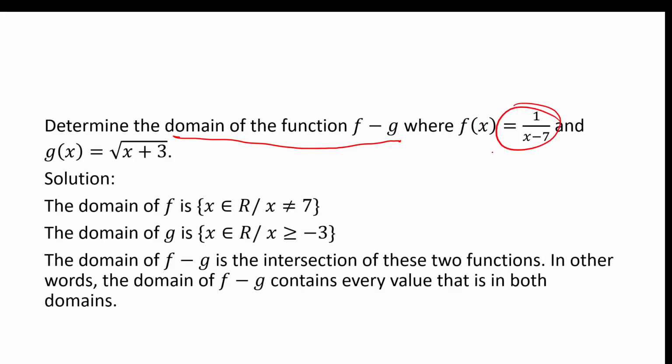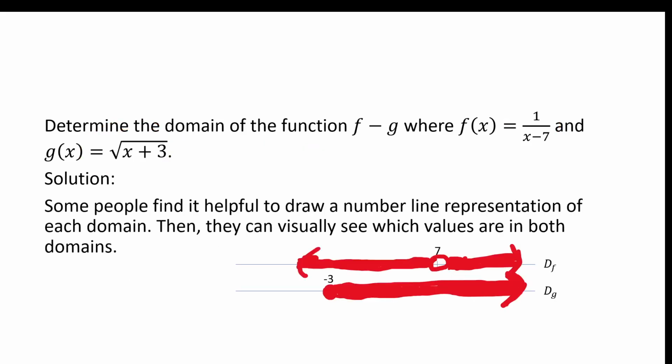But just to refresh your memory of what that analysis is, the domain of f is x element of the reals such that x cannot equal 7. The domain of g is x element of the reals such that x is greater than or equal to -3. The domain of f minus g is the intersection of those two domains.